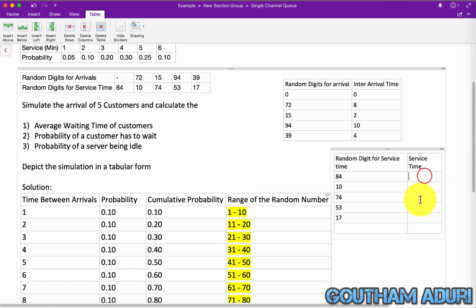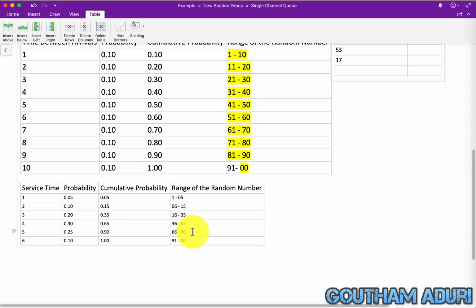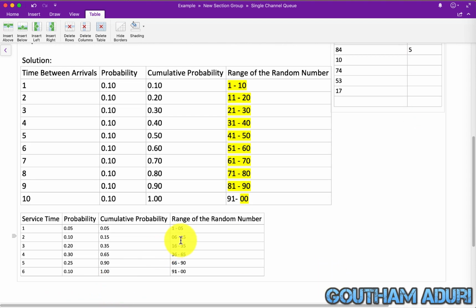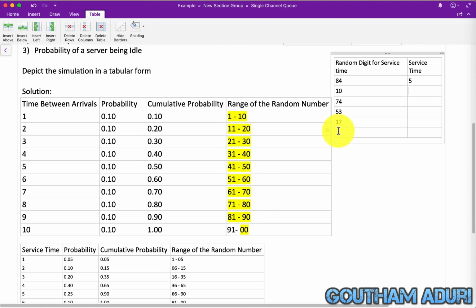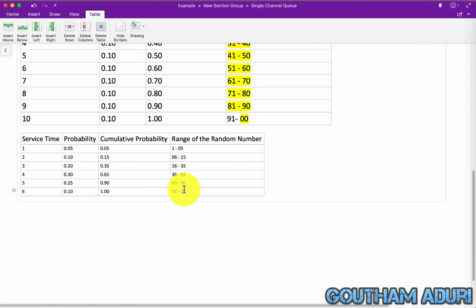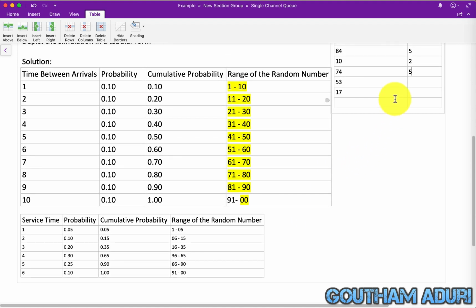So 84, the service time is in the range of 66 to 90. So 5, 10 for 10 minutes. It's in the range of 6 to 15. So it comes at 2. And 74. Just check this table. It's in the range of 66 to 90. So it comes at 5 minutes again.